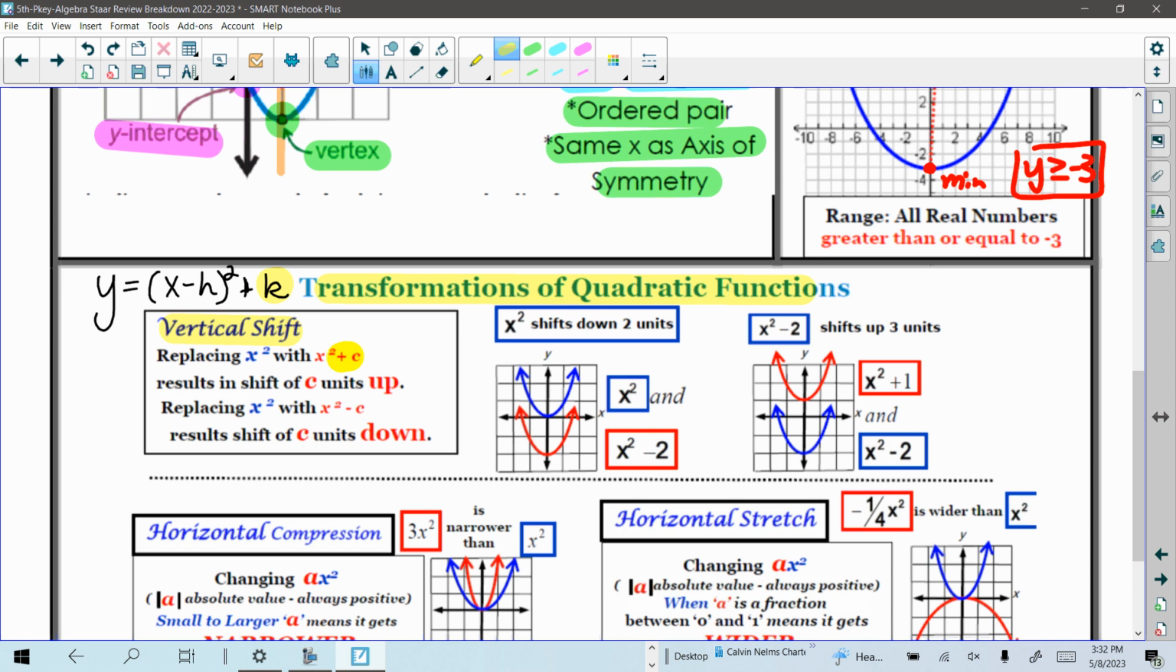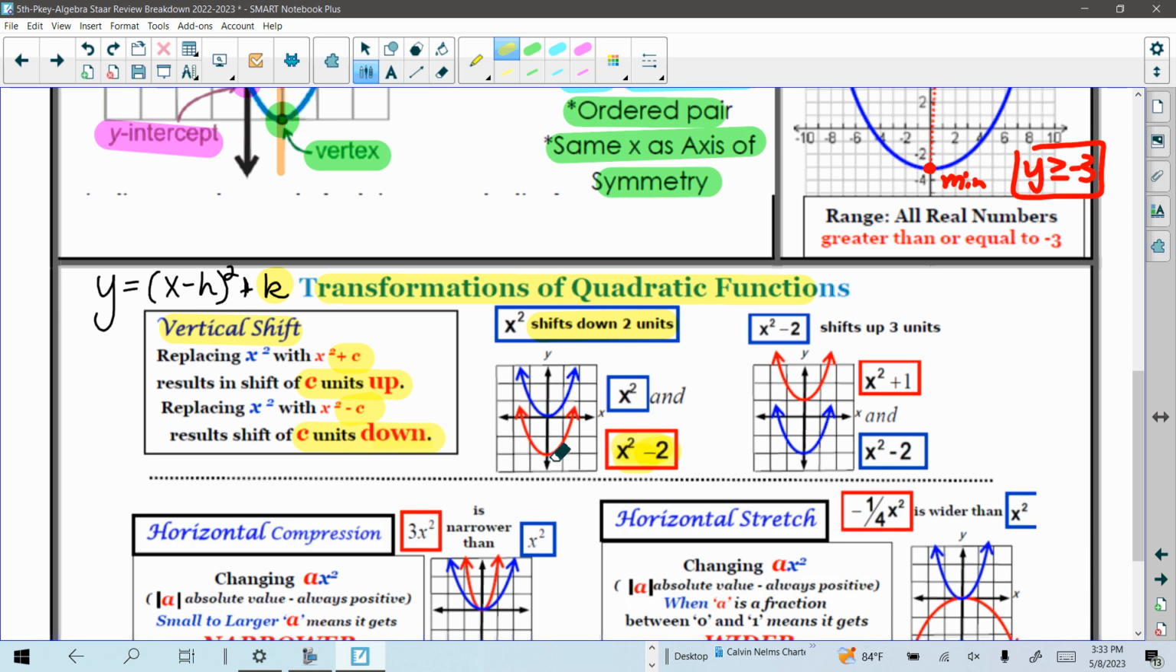If I'm adding a c, I know they're saying c in regards to the parent function x squared. Anything that's positive or plus means it shifts up c units, whatever the c is. If we have minus, that's c units down. Okay, so here, x squared is our parent function. And if you notice here, we have minus 2. So that's why they're telling you we had a shift down 2 units. The blue to the red was a shift down 2 units.